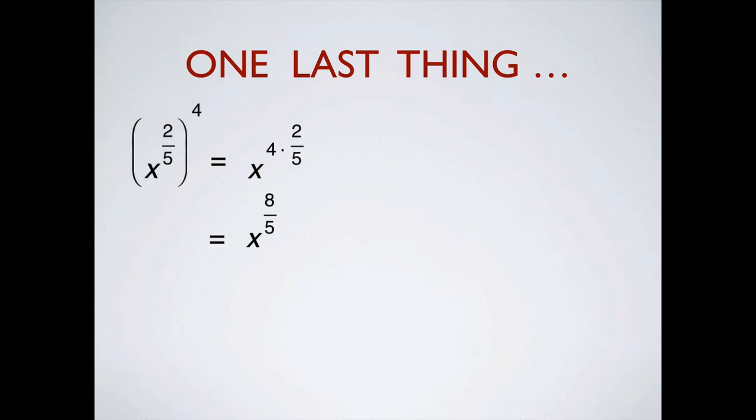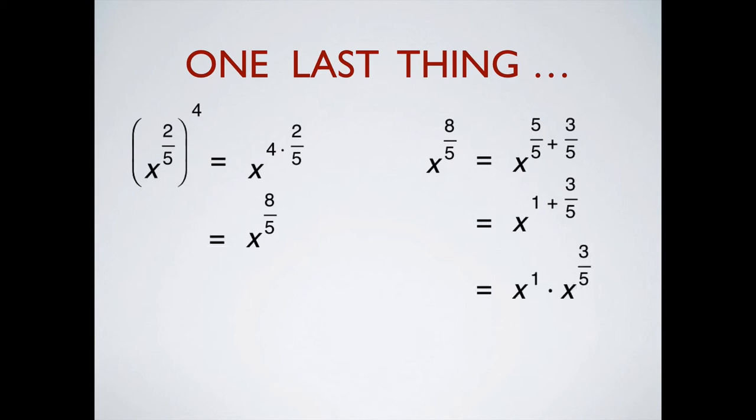There's one last thing I want to look at. I want to go back to that x to the 2/5 to the 4th power. We said we needed to multiply our exponents, so we had 4 times 2/5, which was 8/5. Let's take another look at x to the 8/5. X to the 8/5 is x to the 5/5 plus 3/5, or x to the 1 plus 3/5. And remember, that was really the result of multiplying exponents. So that's x to the 1 times x to the 3/5, because when I multiply exponents, I add them, which is x times x to the 3/5.